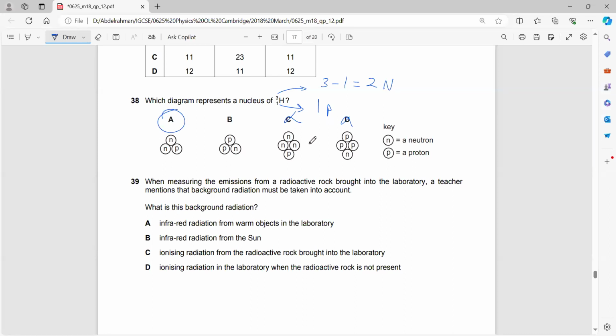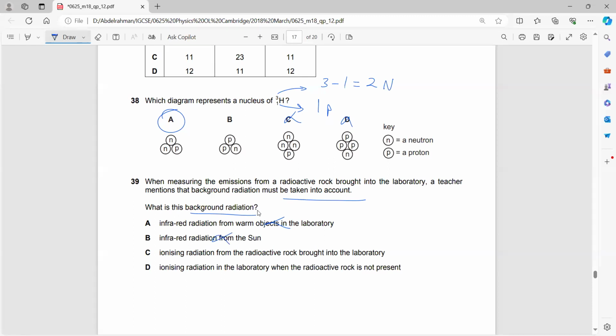Question 39. When measuring the emissions from a radioactive rock brought to the laboratory, a teacher mentions that background radiation must be taken into account. What is the background radiation? Infrared radiation from warm objects? No. Infrared radiation from the sun? No. Again, it's not infrared radiation at all.